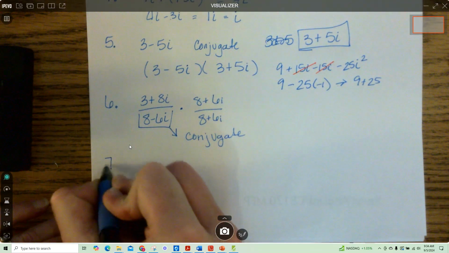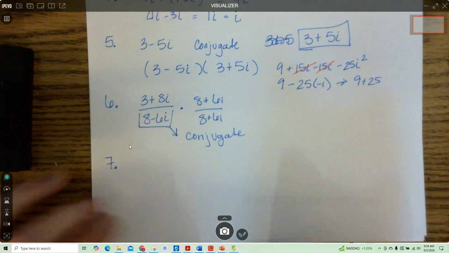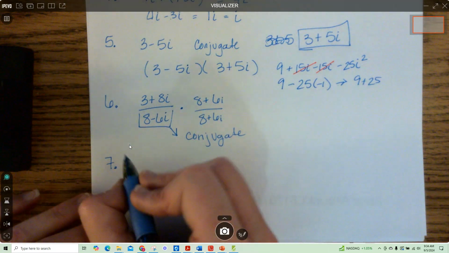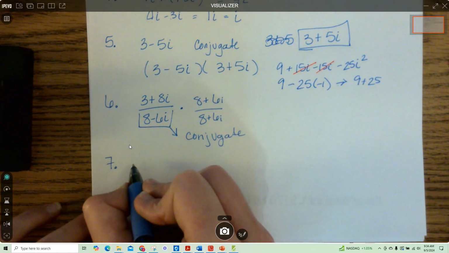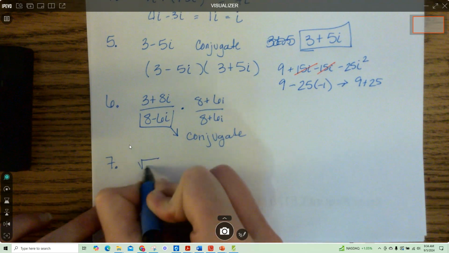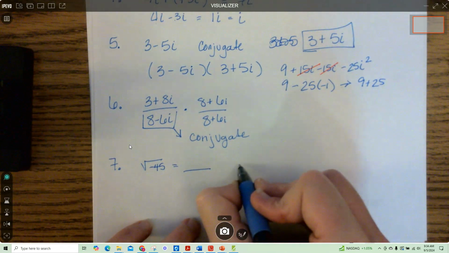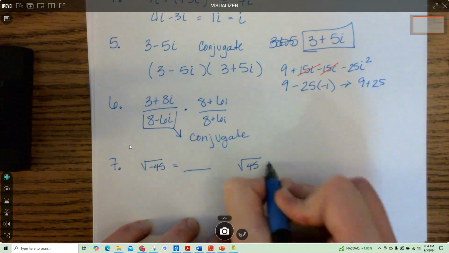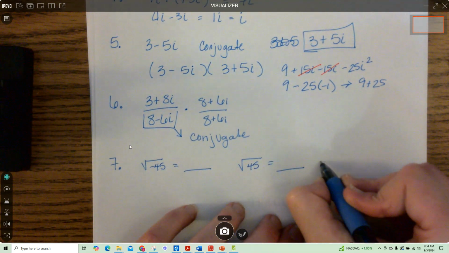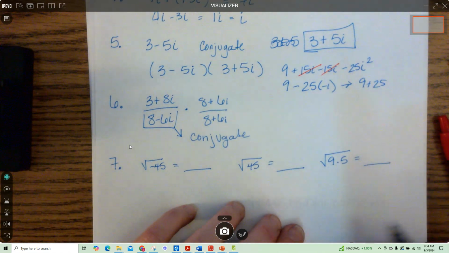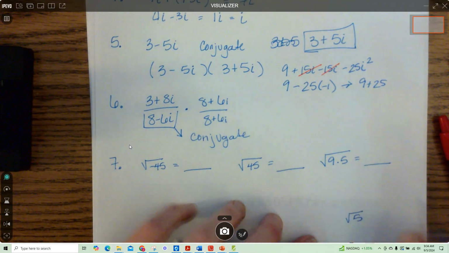All right, Lexi, what's your number 7? Fill in the blank says the resulting statement is true. Okay. Square root of negative 45 equals blank. Square root of 45 equals blank. Square root of 9 times 5 equals blank. And then it just has square root of 5 with no blank. And then the square root of 5. Yeah. Okay.